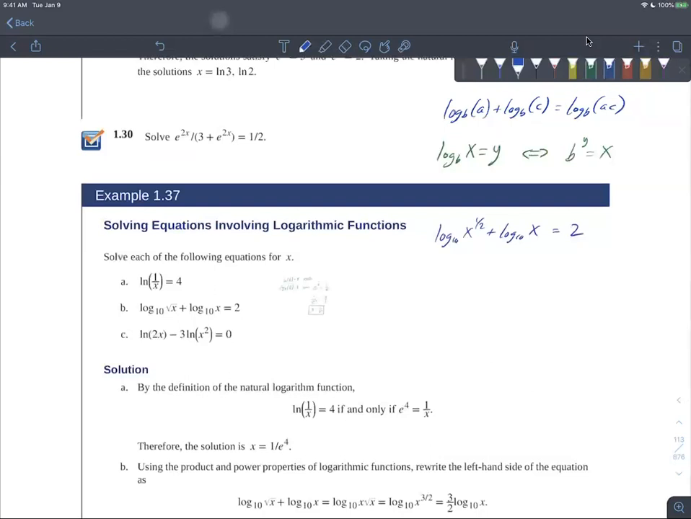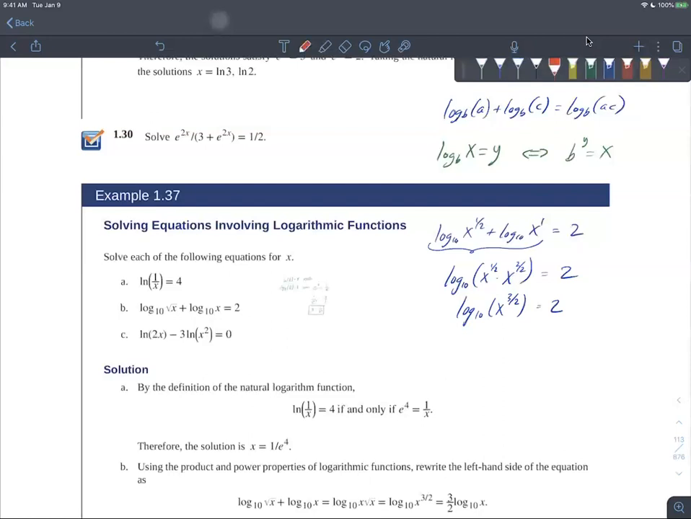But here I've written it backwards because you can also take a sum of logarithms and write them as the log of a product. So this left-hand side is going to be equal to log base 10 of x to the 1/2 times x. Now x is raised to the first power, and that 1 we can write as 2 over 2 to get a common denominator. The reason that we do that is because we know that when we multiply exponential expressions with the same base, we can add the exponents. So this is going to be x to the 3/2 equals 2.